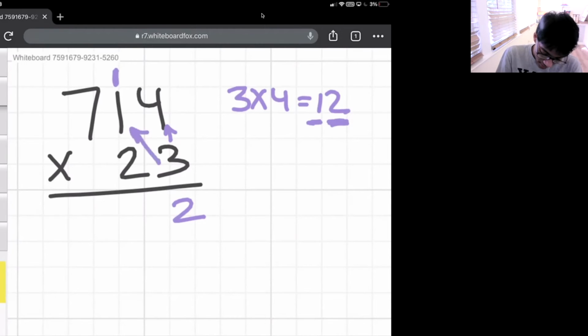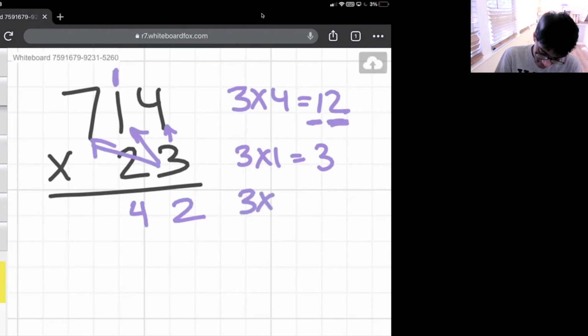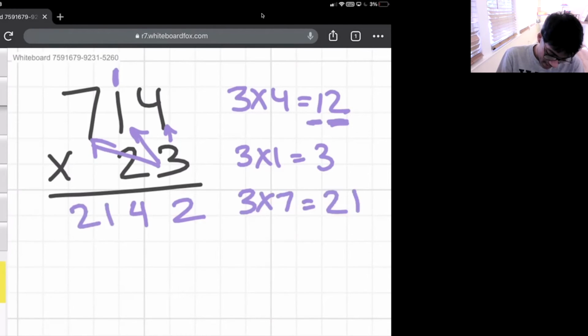Now 3 times 1. 3 times 1 is going to be 3. But now, don't forget to add this 1 over here. So 3 plus 1, well, that's going to give us 4. Okay, now do 3 times 7. What is that? That's going to give us 21. So we're done with the 3, so we can just write the whole number, 21. Next line. That's the placeholder over there.